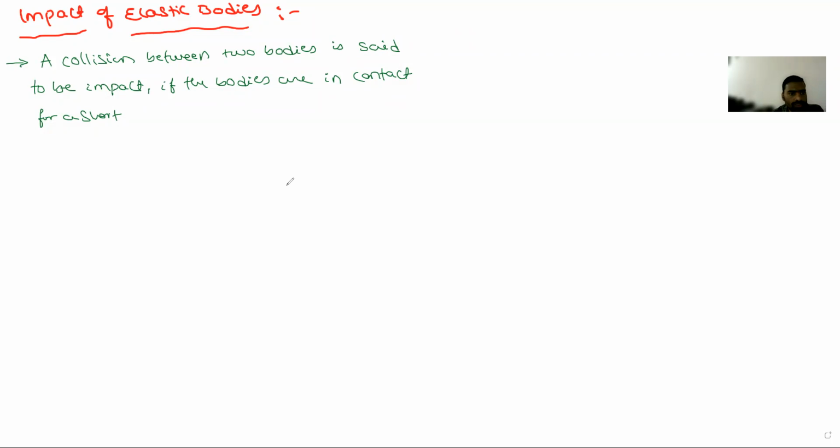Okay, take it down. A collision between two bodies is said to be impact if the bodies are in contact for a short interval of time and exert a large force on each other during this short period.